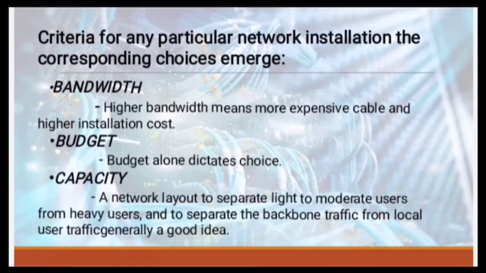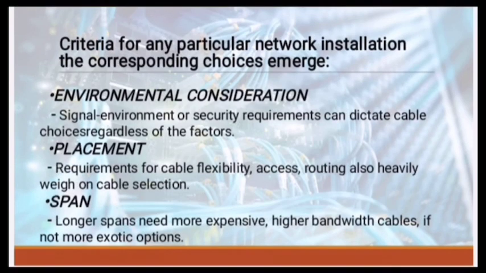And then third is the capacity. A network layout to separate light to moderate users from heavy users, and to separate the backbone traffic from local user traffic, is generally a good idea. Such considerations can also affect cable choices and equipment requirements. And the next is the environmental consideration. Signal environment or security requirements can dictate cable choices regardless of the other factors. So the higher either factor weighs, the more likely you are to choose fiber optic cable.